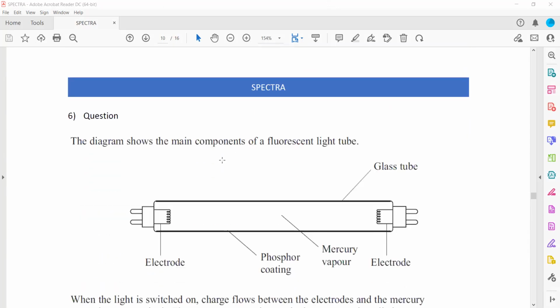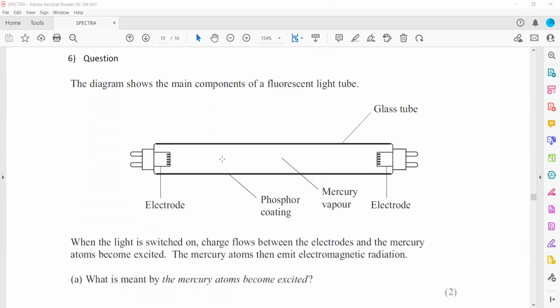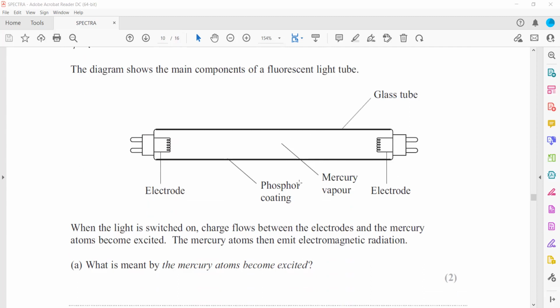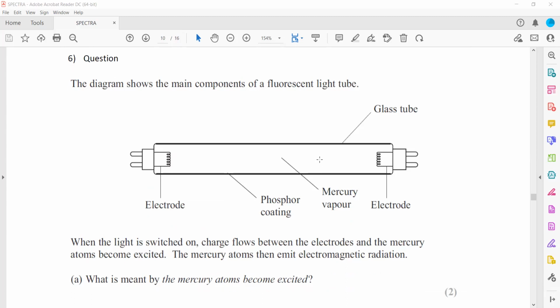Then in question 6, the diagram shows the main components of a fluorescent light tube. There are electrodes, mercury vapor, a phosphor coating, the two electrodes and the glass tube. When the light is switched on, charge flows between the electrodes and the mercury atoms become excited. Maybe you have seen mercury lamps. That's how mercury lamps work. There are mercury vapors, or mercury atoms, there.